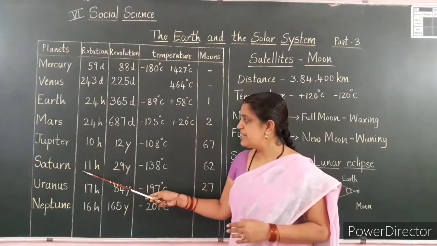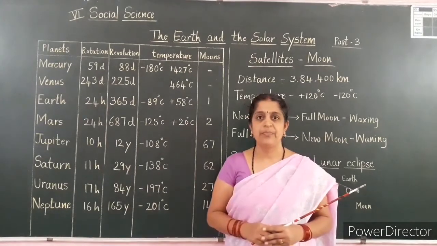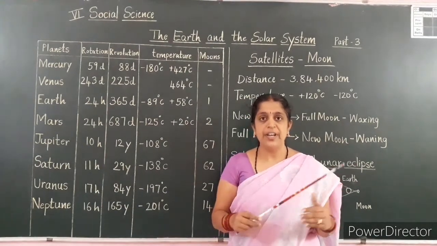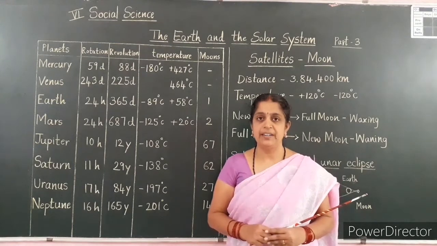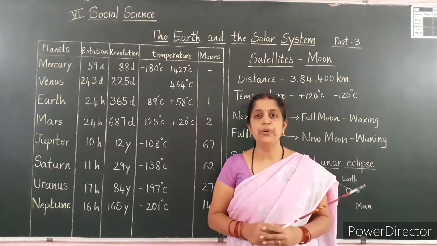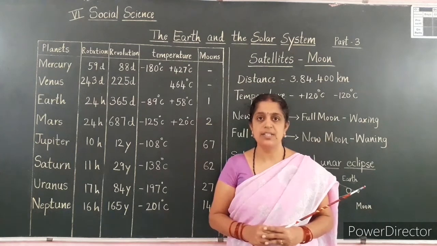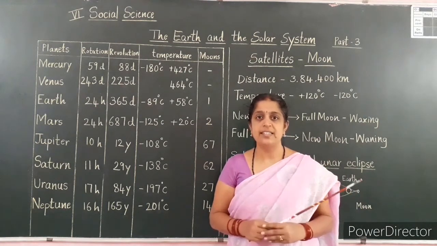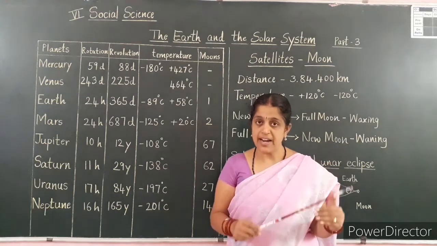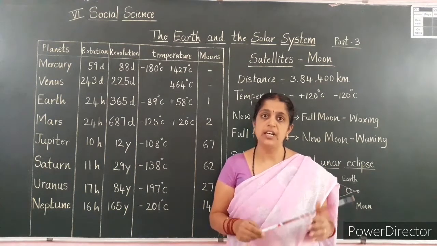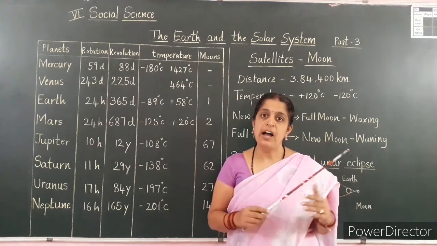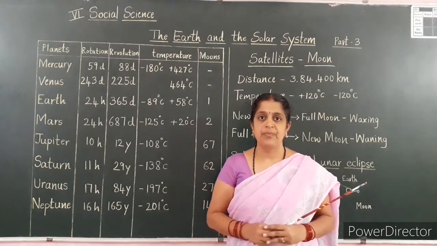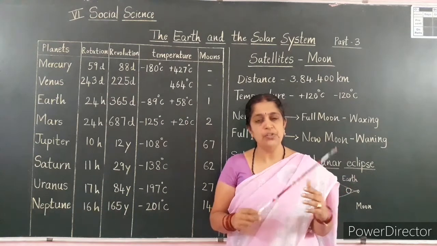Next is Saturn. Saturn is smaller in size when compared to Jupiter. It is the most beautiful planet in the solar system due to its rings. It has bright rings near the equator, made up of ice, dust and gases. Due to its rings, it looks beautiful.